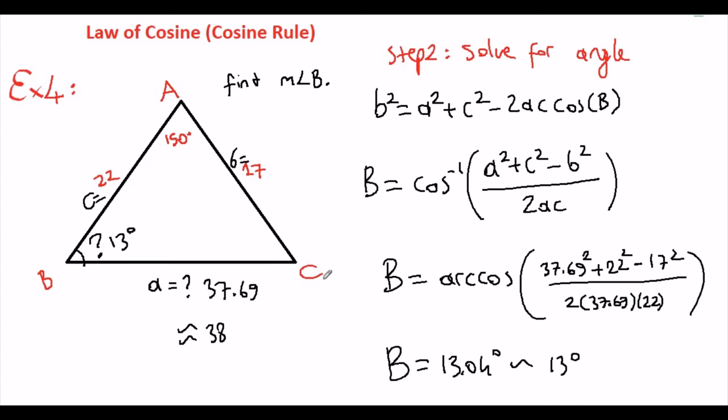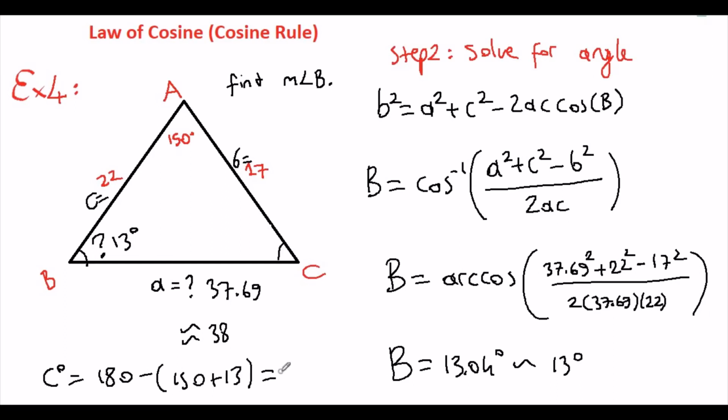And if they are asking for C at the same time, you don't apply the formula again. You use the angle sum, totaling 180. So angle C is equal to 180 minus the sum of 150 and 13, which is going to make 17. So our angle C is 17. Altogether, 13 plus 17 plus 150 is 180. That's the total sum of the interior angles of a triangle.